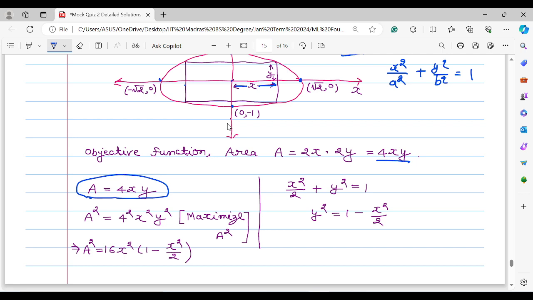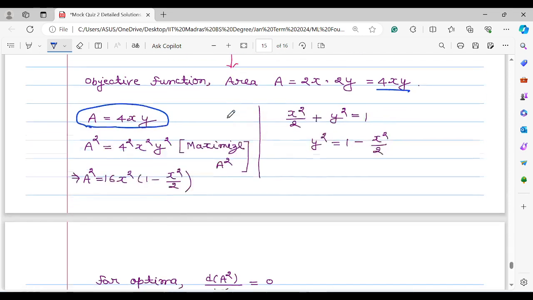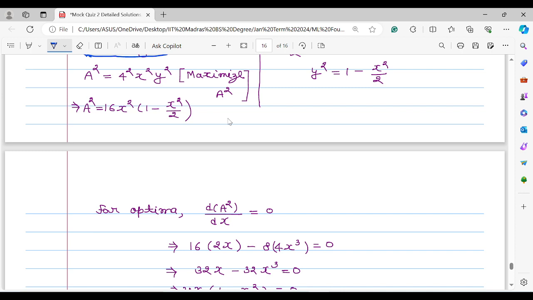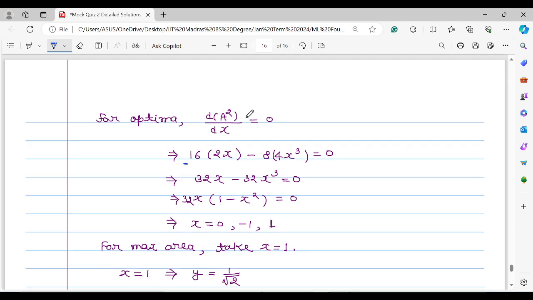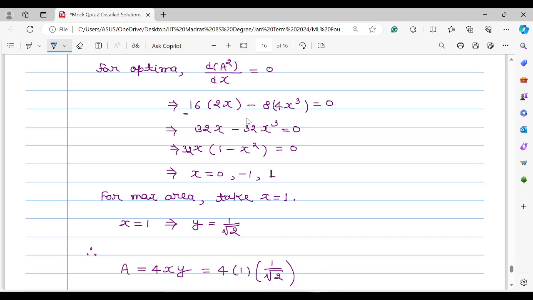Instead of y square, I can substitute the value 1 minus x square by 2 into A square, and now our objective function is this. For the optimum, we have to find the derivative of this function, which is in terms of one variable x. So simply find the derivative and calculate the critical values, which are 0, minus 1, 1. For maximum area we will take x equal to 1.